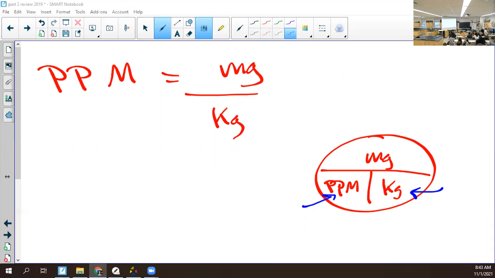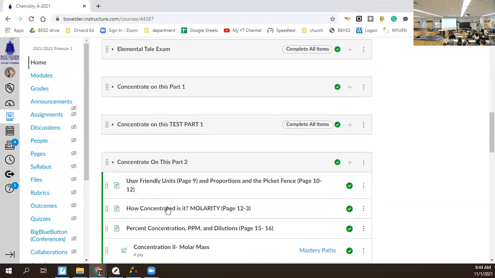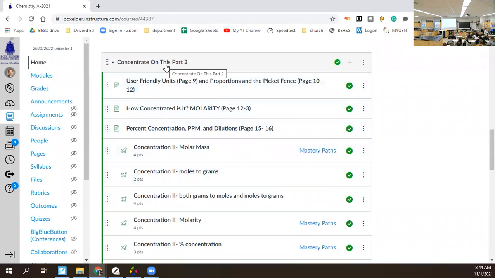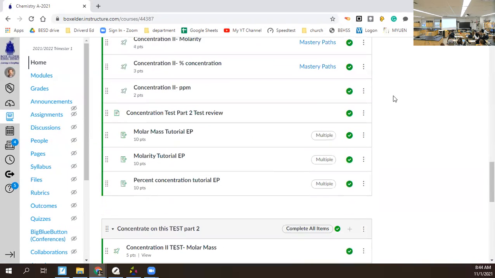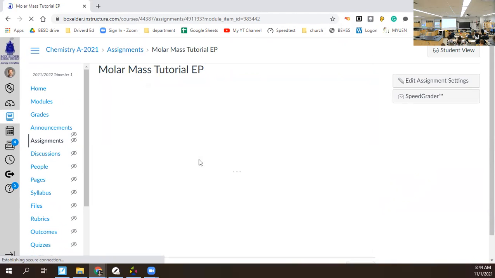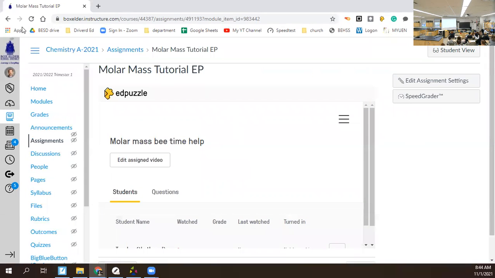In the last minute, there are a lot of things that can help you prepare for this test. This unit we're on right now is called Concentrate on This Part 2. You have all these practice quizzes that you can take. These ones that say Mastery Pass, if you fail this quiz, it will assign you something. Now, it's not required, but it will send you to these bottom parts, which you're like, man, I suck at molar mass. Well, it takes you to this video assignment where you watch a video and answer questions slowly.